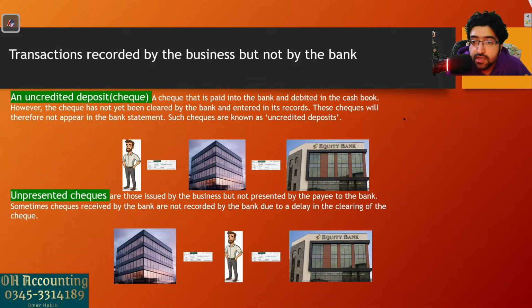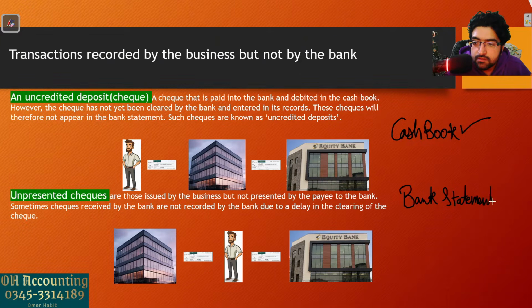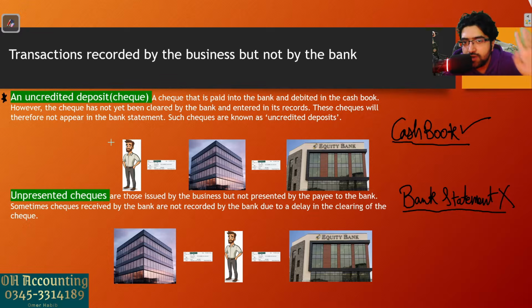Okay? Which means we have recorded these things on the cash book but they are not present on the bank statement. Okay? So there are two such things which might be present on the cash book but missing from the bank statement. The first one of these is an uncredited deposit. The money that you have deposited in your bank account but it is not showing on the bank statement yet, or it is not present in your bank account yet.